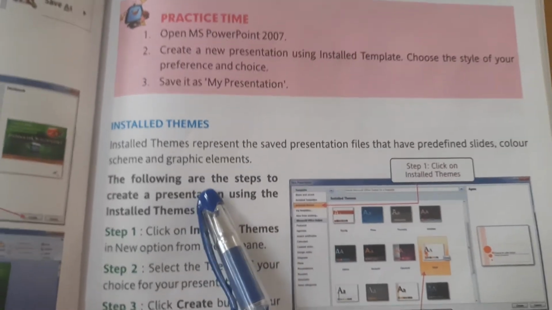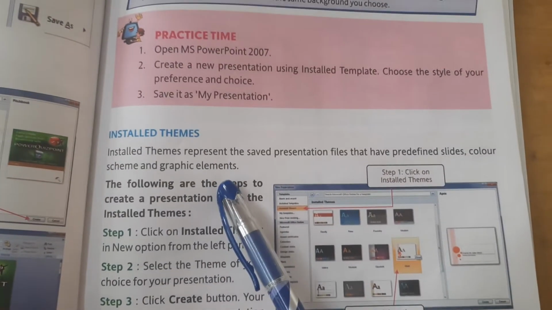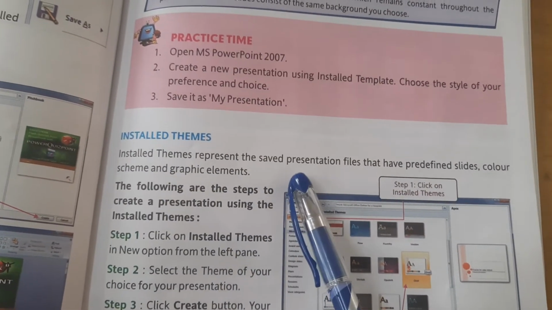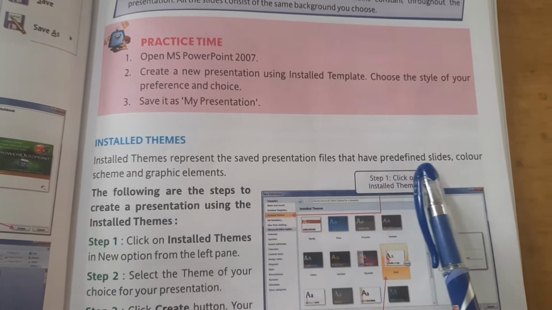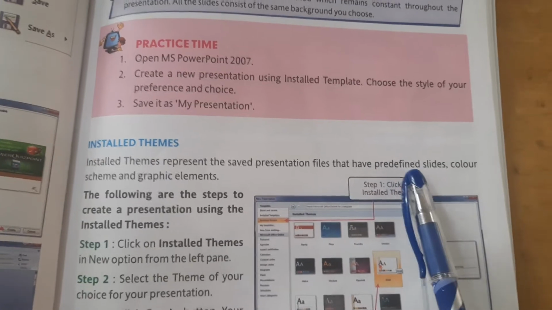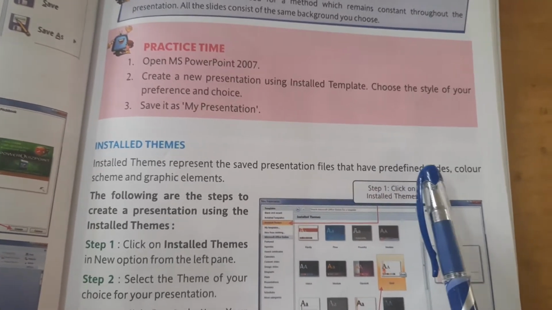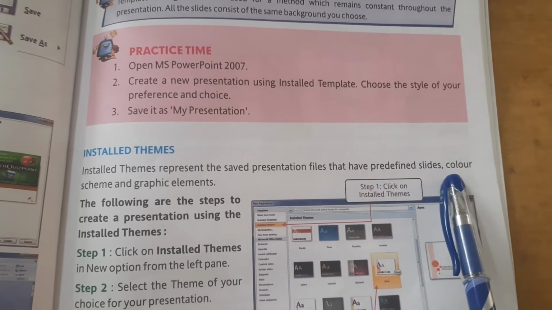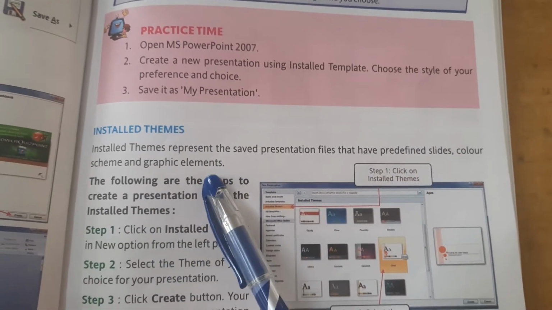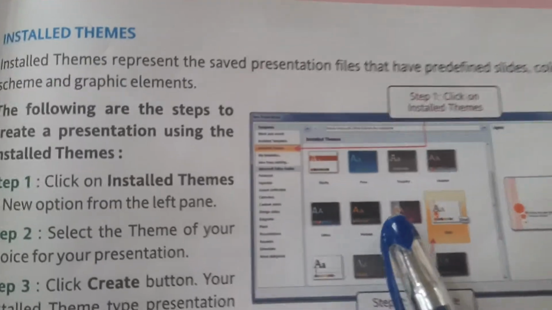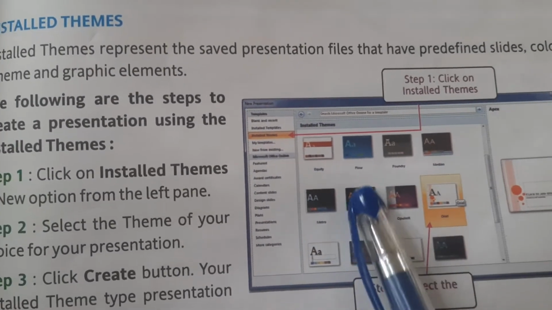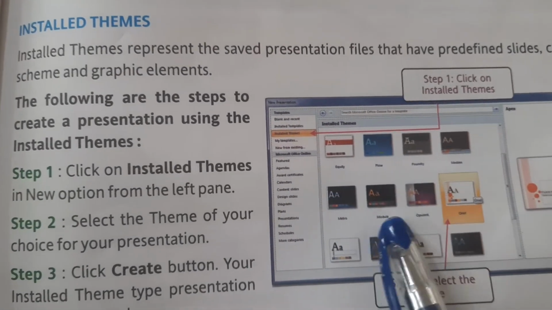So what are installed themes? The themes, the presentations which are already saved, and we have already defined slides. Predefined means that they are already defined. They have slides, their color scheme is defined, and the graphic elements are also defined. So we can use them like that. Like here you can see the colors of the various themes, they have different colors.